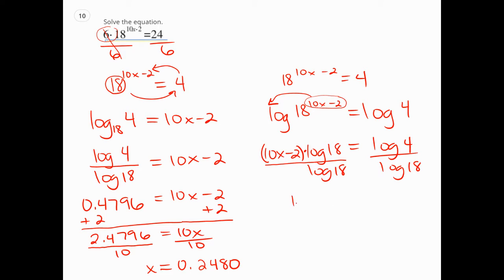And that gives me 10x minus 2 equals log 4 divided by log 18. We already have that calculation in our problem to the left. We have 0.4796, and you can see right there that these two steps are the same. You're at the same place, they just look a little different. So either way is fine, and your answer here at the bottom, x equals 0.2480. And there we go. Let me just box this up and we'll go on to the next one.